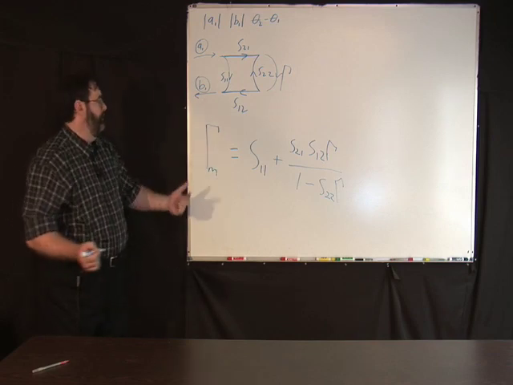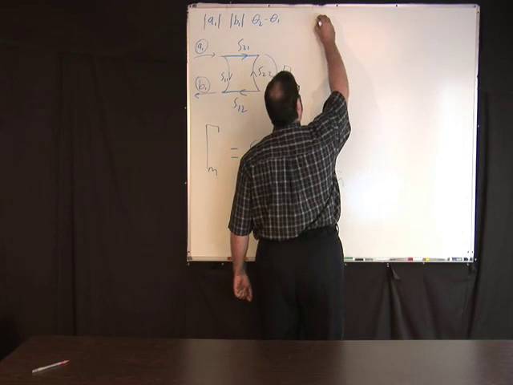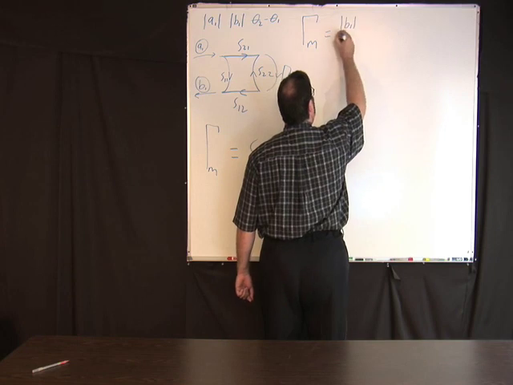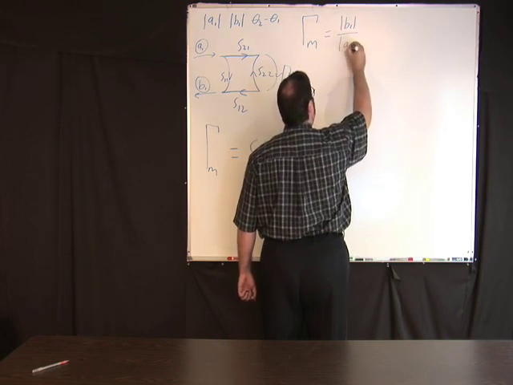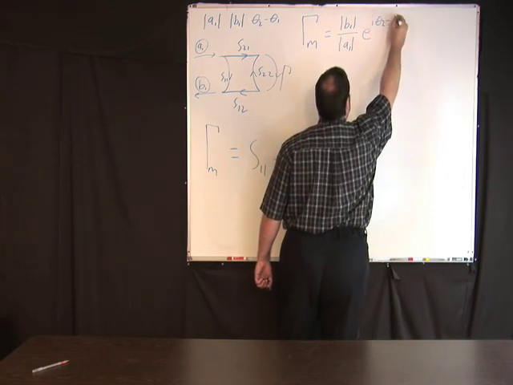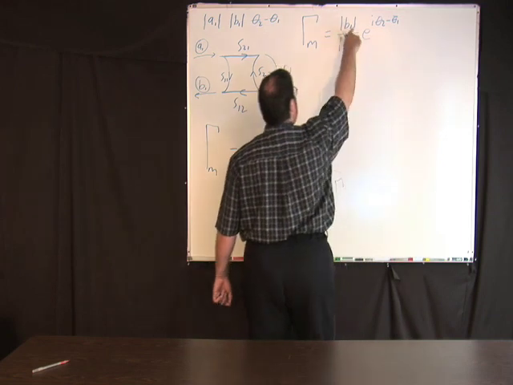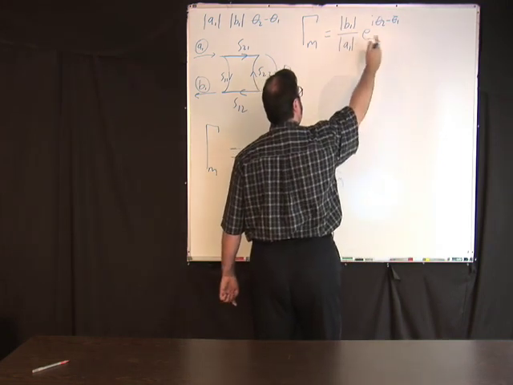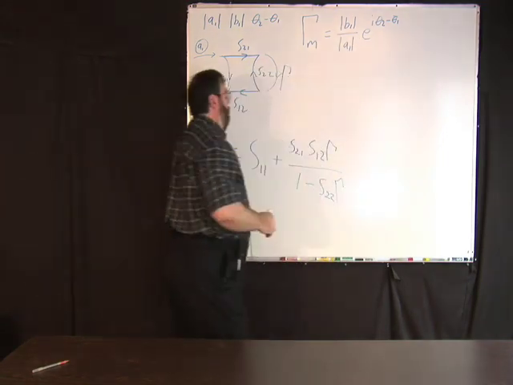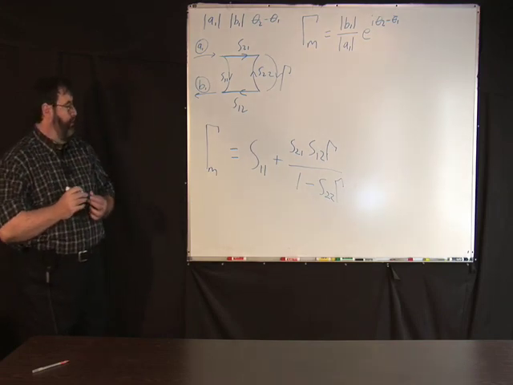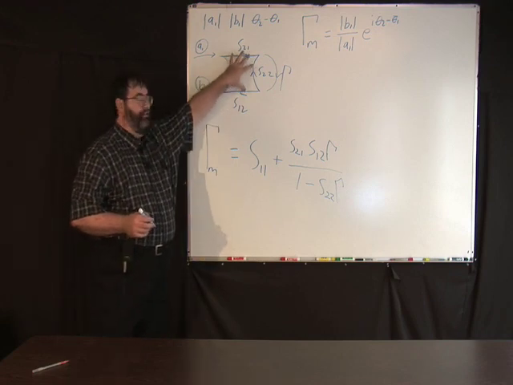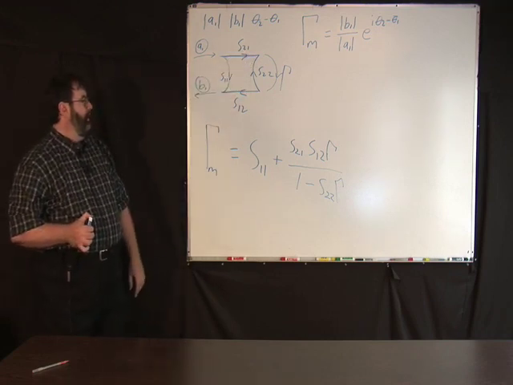Now, gamma measured in all cases is going to be the magnitude of B1 over the magnitude of A1, e to the i, theta 2 minus theta 1, where this one is associated with A1 and this one is associated with B1. Okay, so how would we calibrate this thing? Because this four-port represents errors in the reflectometer.